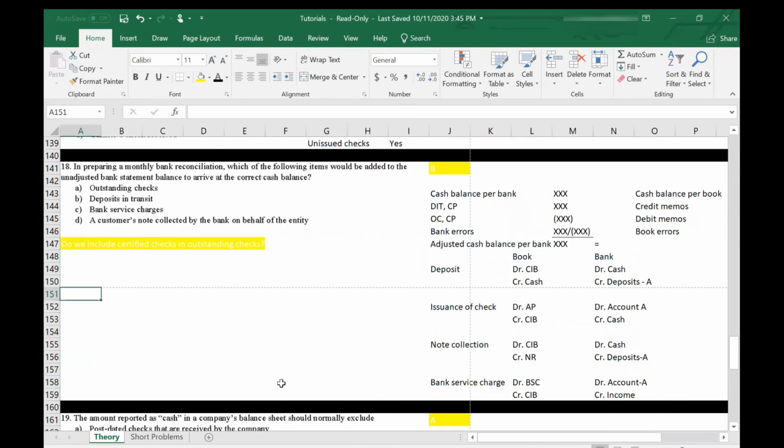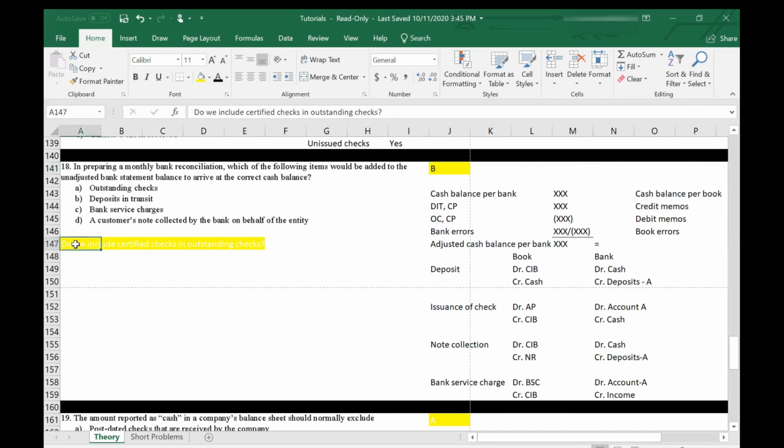So for this item, in preparing a monthly bank reconciliation, which of the following items should be added to the unadjusted bank statement balance to arrive at the correct cash balance? Now, what would be added to the unadjusted bank statement balance? It is deposits in transit. So the answer here is letter B.